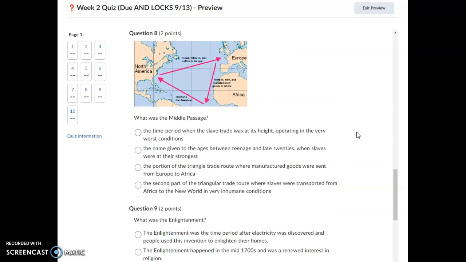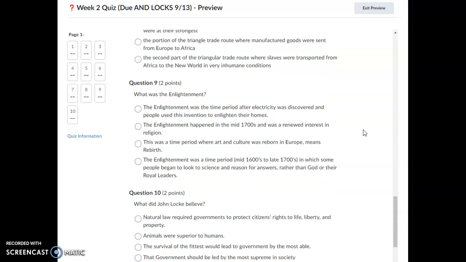Number 8, what was the Middle Passage? A, the time period when the slave trade was at its height, operating in the very worst conditions. B, the name given to the ages between teenage and late 20s when slaves were at their strongest. C, the portion of the Triangle Trade Route where manufactured goods were sent from Europe to Africa. Or D, the second part of the Triangular Trade Route where slaves were transported from Africa to the New World in very inhumane conditions.